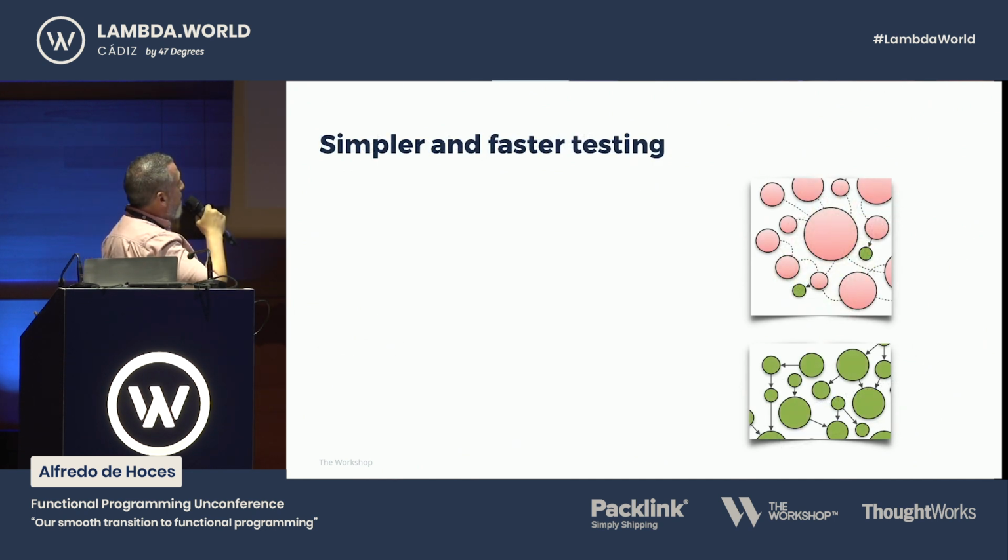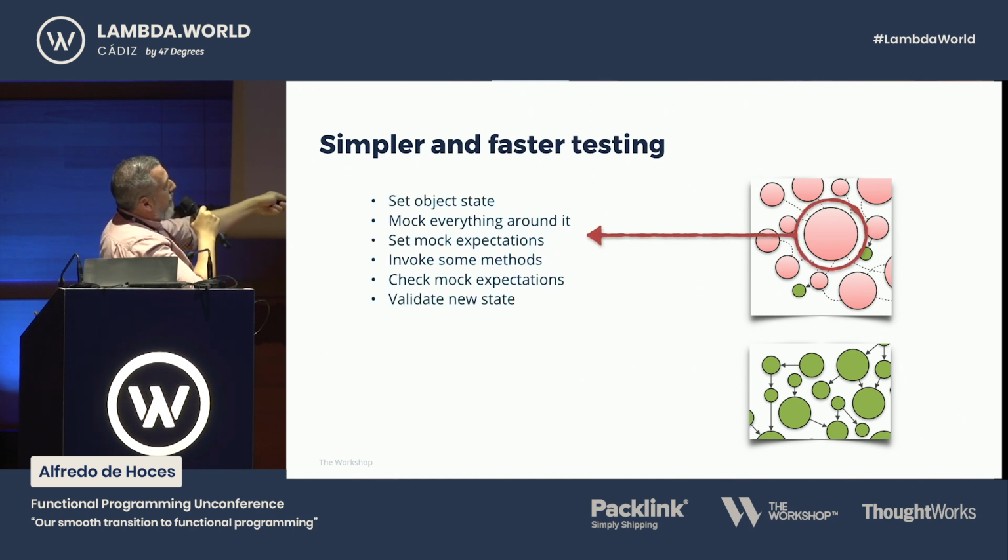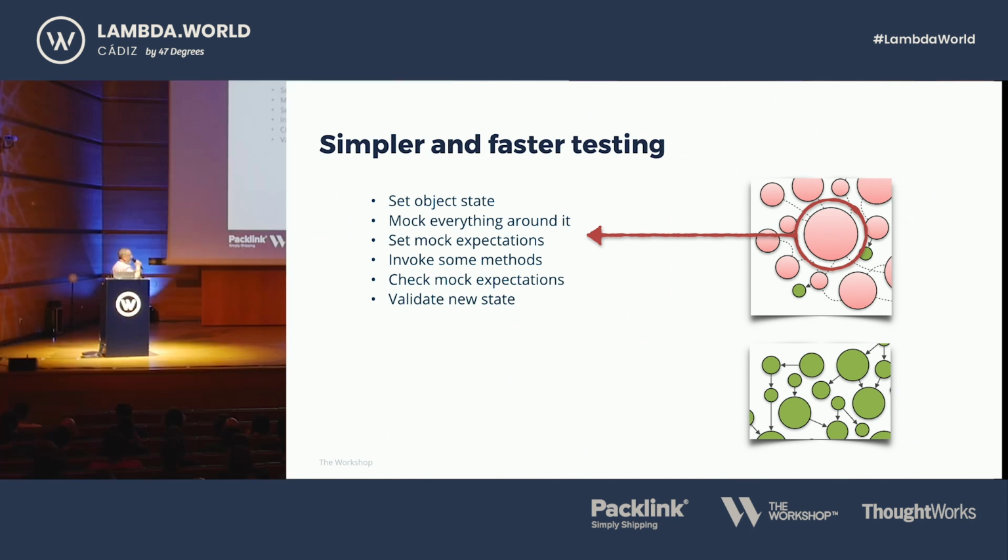And then when it comes to simpler and faster testing, same principle applies. When you have a whole lot of interconnected objects that affect each other, if you want to test this one, you're going to have to set its state, mock the entire world around it, set the expectations on everything that might be affected. You will invoke some methods in here. You will have to check that everything around it actually behaved as expected. The expected calls were made. No unexpected side effects happened, and then validate its new state. That's the usual unit test with OOP.